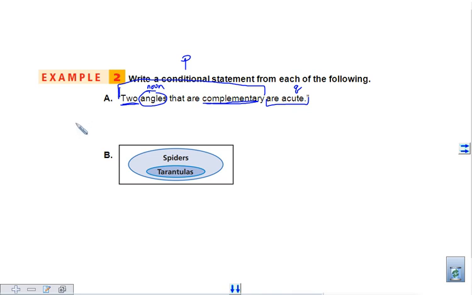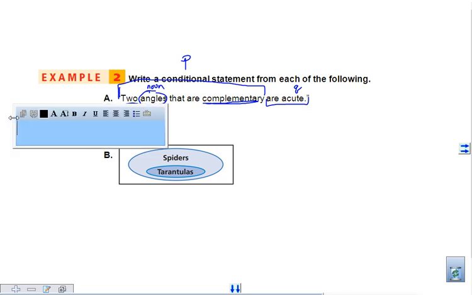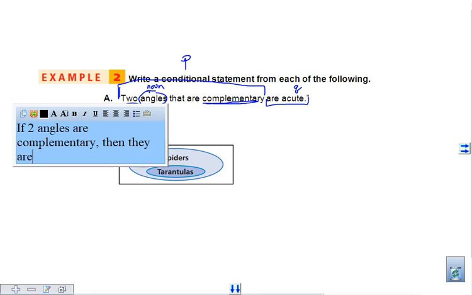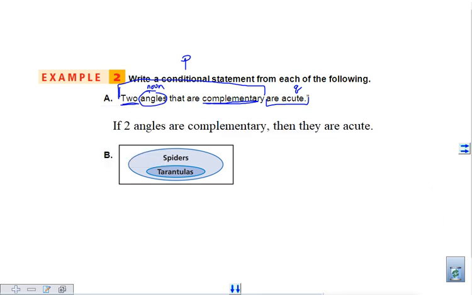So to write this: if 2 angles are complementary, comma, then they are acute.